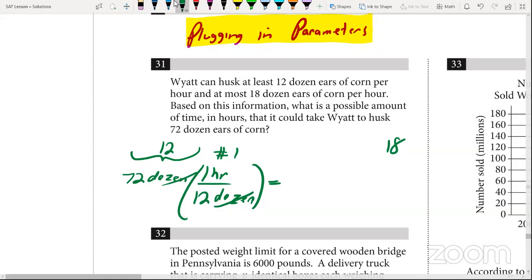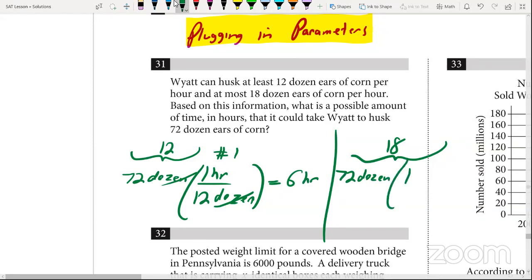That's why we're able to multiply by it, because when you multiply by 1, nothing happens. 72 divided by 12 is 6. So we have 6 hours right there. And let's do it for the 18. We'd have 72 dozen, and we're multiplying it by the idea that in 1 hour, he can do 18 dozen. Once again, the dozens cancel, and 72 divided by 18 is 4. So we have 4 hours right there.